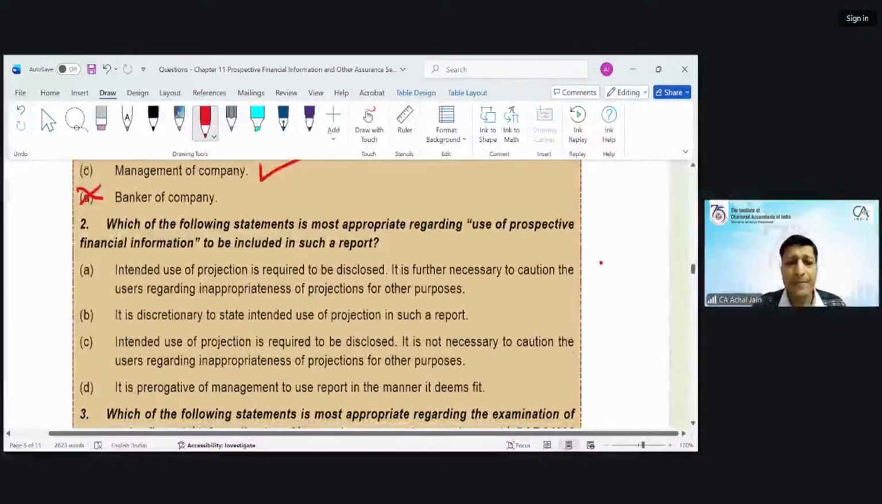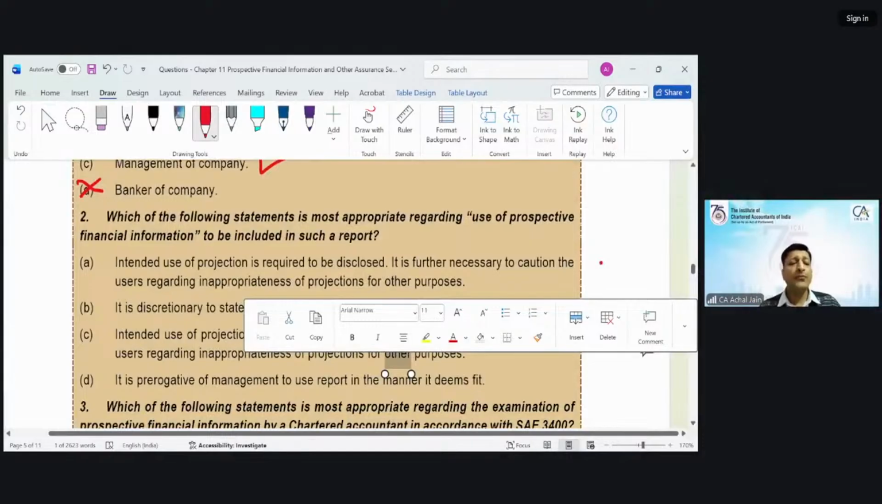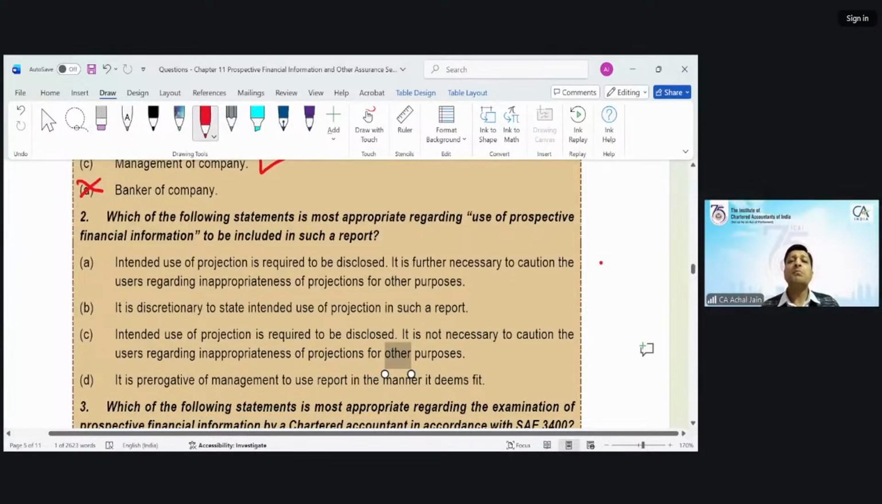Next, which of the following statements is the most appropriate regarding use of prospective financial information to be included in such a report?